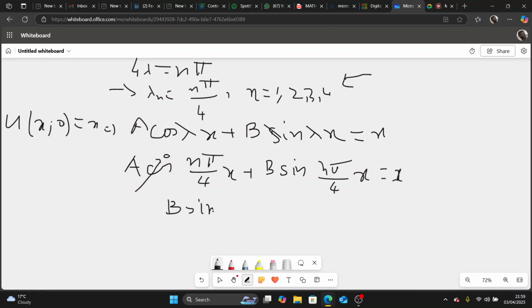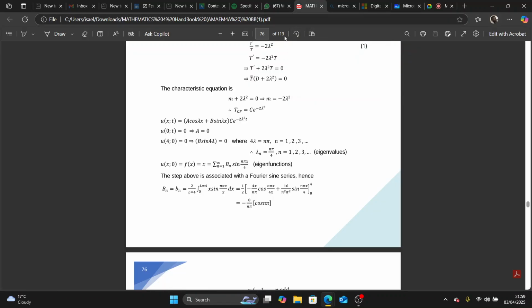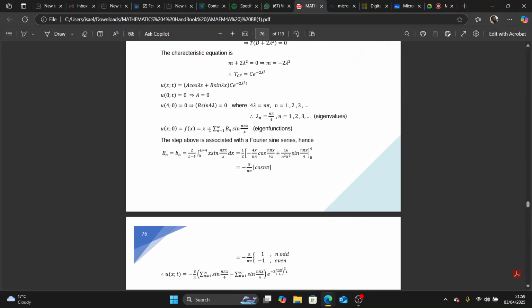So our solution here that we're going to use in the Fourier series is b sine(n pi over 4). If you get this example, we can solve all the equations of u(x) to be equal to x. Now this is where we use the formula of the Fourier series. This formula is in the book of math, for whatever function.